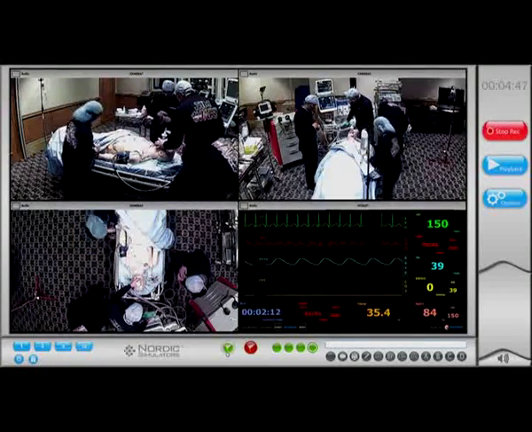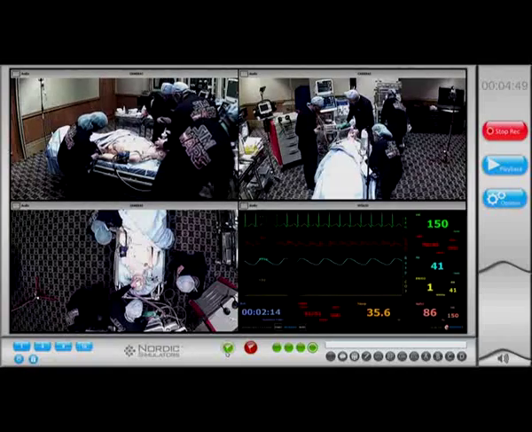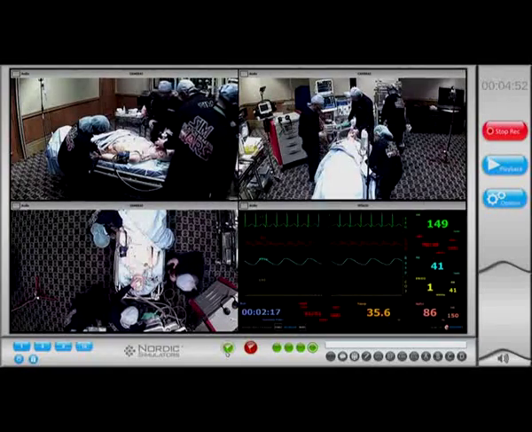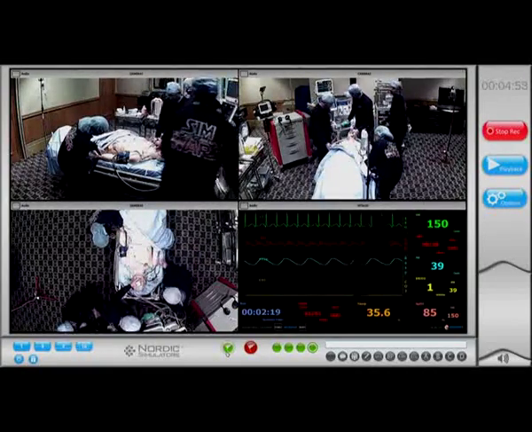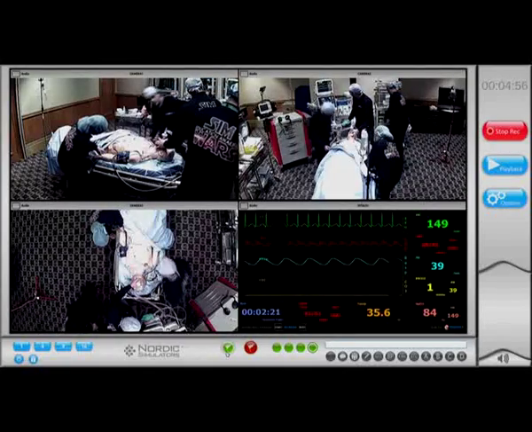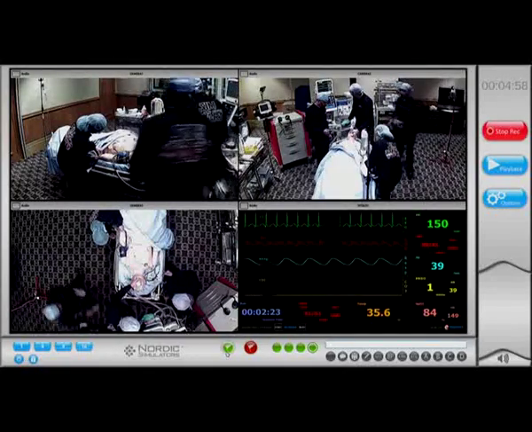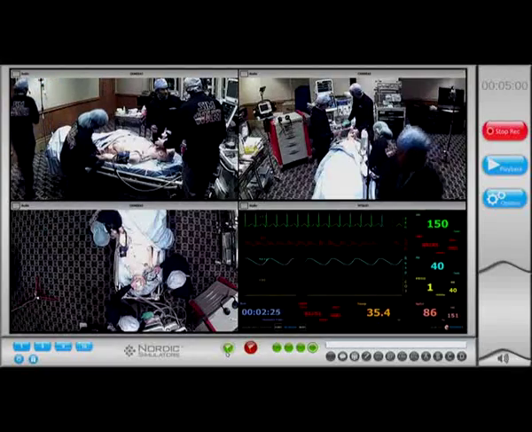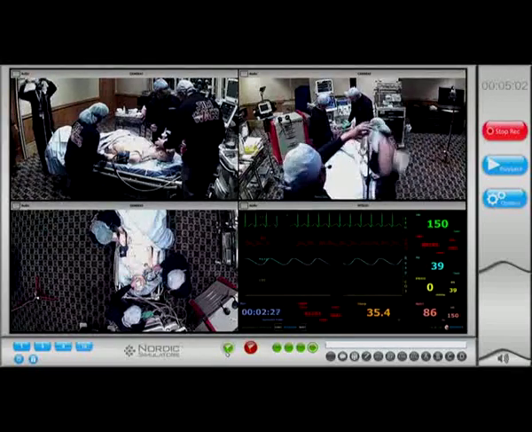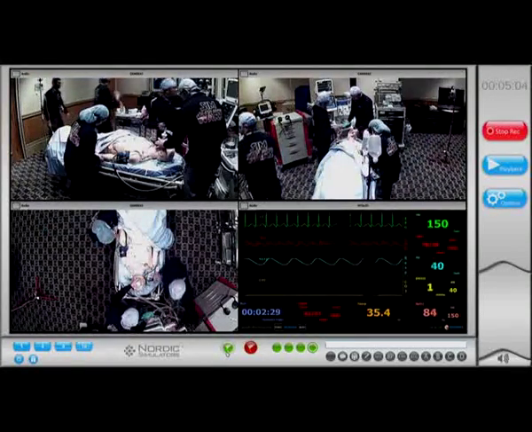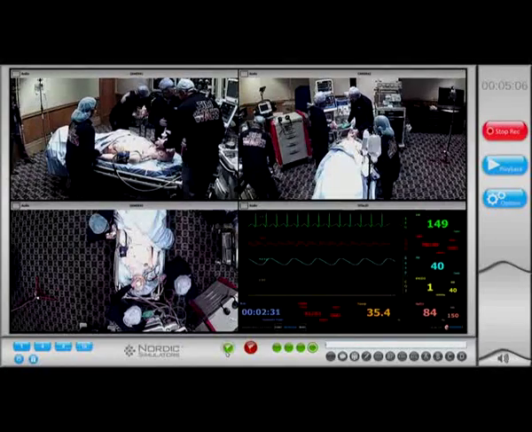Please take care of the spine. Can we get a collar? Cervical collar? Okay, doctor. Sure. Okay, planning to intubate. Yes, I will prepare, but do inline immobilization, please. Can we check saturation and BP again? How is air entry? Air entry is decreased on this side.